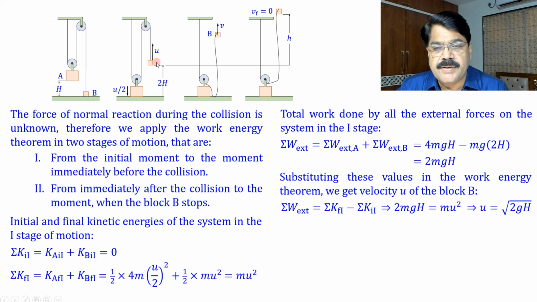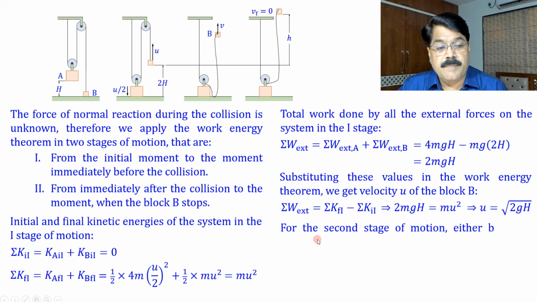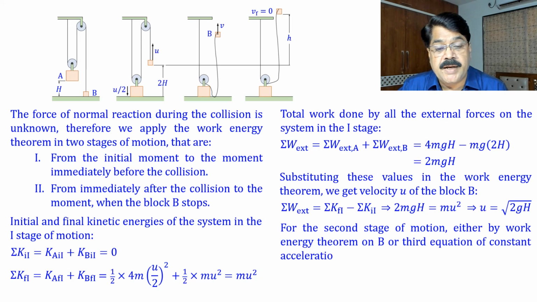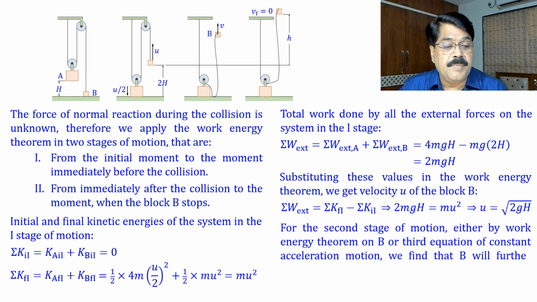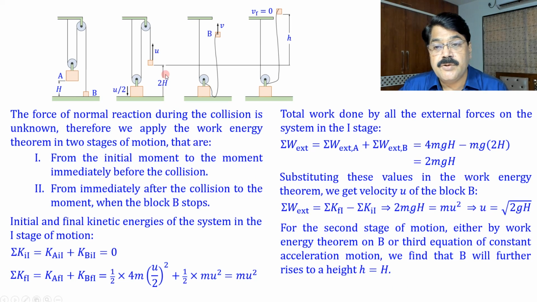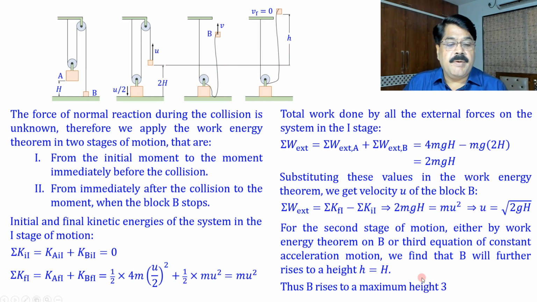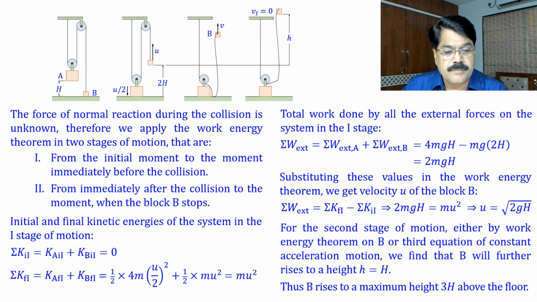Now for further analysis, either we can use the work energy theorem or we can make use of the third equation of constant acceleration motion and find this small h. For the second stage of motion, either by work energy theorem on B or the third equation of constant acceleration motion, we find that B will further rise to a height small h equal to h. That is very simple, and I suppose that you will verify it. So how much total height does B rise? 2h here and h here, so it will be 3h. Thus, B rises to a maximum height 3h above the floor. So that is the final answer.